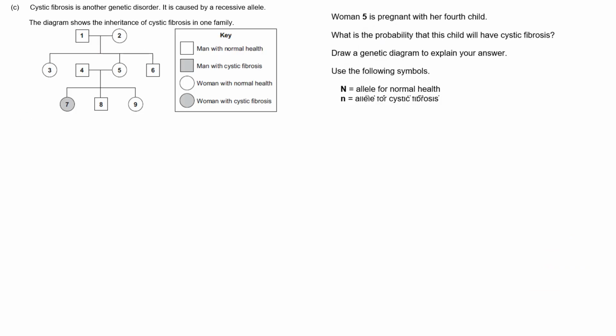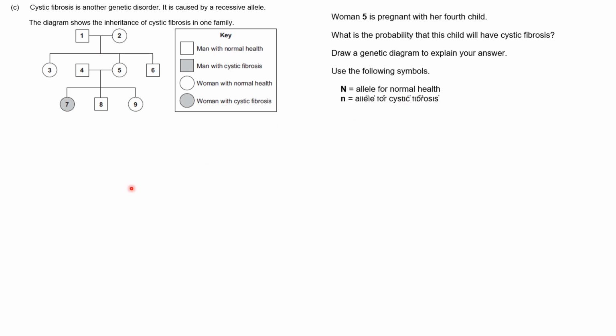Here we've got another condition, which is cystic fibrosis, and it's caused by a recessive allele. So you're seeing a recessive allele being the cause. That means you need to have two copies of that gene to get the condition. The diagram shows the inheritance of cystic fibrosis in one family. So if we've got a white square, like we have in person 1 here, in person 4, 8 and 6, it's a man with normal health. And if they were coloured in grey, that means they have the condition. So number 7 has a condition here. So that is a woman with cystic fibrosis.